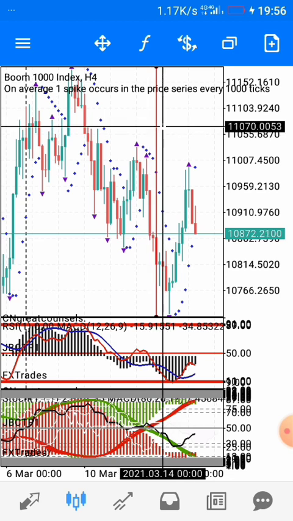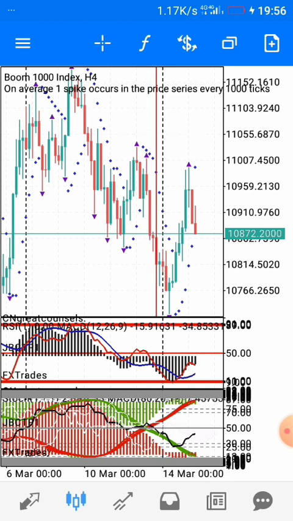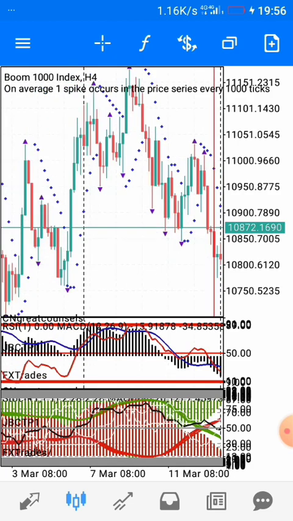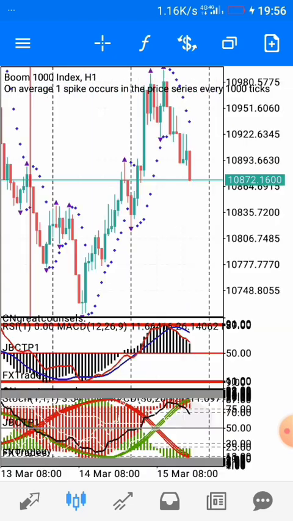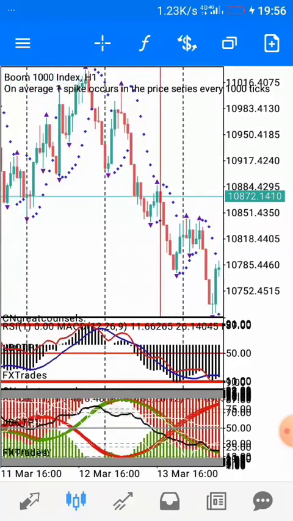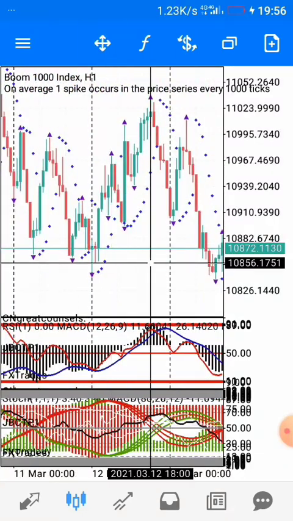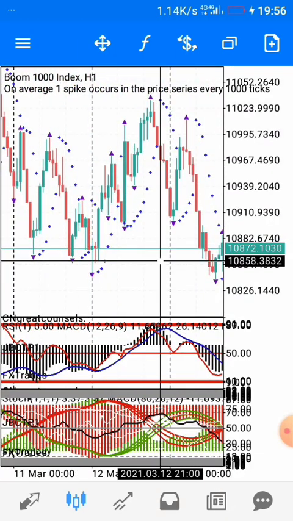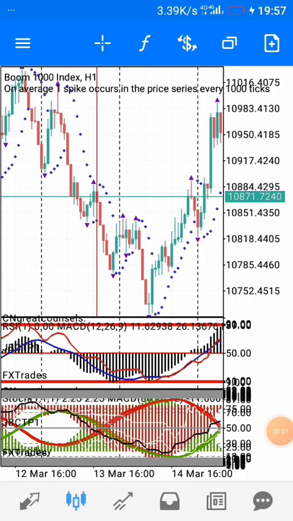Okay, so you can make strategies out of this very strategy. You can back test it. When you back test it on 1 hour time frame, you see when conditions are met. It was met here, it was met here.